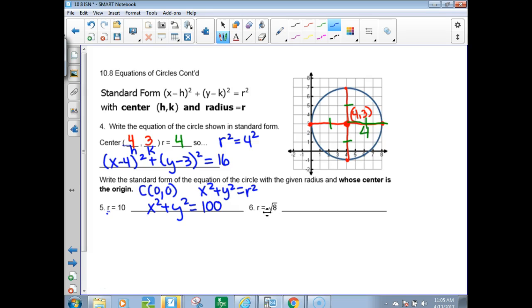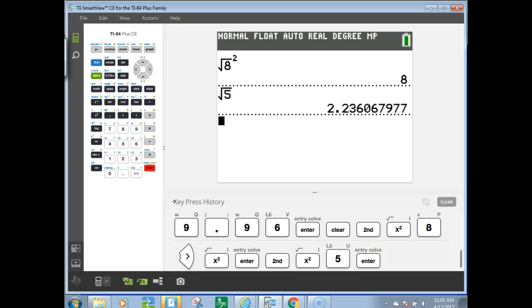Now you may be wondering what you're going to put in for number 6 because it says the square root of 8. You're going to start off with x squared plus y squared equals. But what do you do with that? Well, r squared equals the square root of 8 squared. And so if you square that, the square root and squaring are inverse operations. They undo each other, much like division and multiplication undo each other. Equals 8. And you can actually type that on your calculator if you ever needed to, and you will see that will give you the 8.